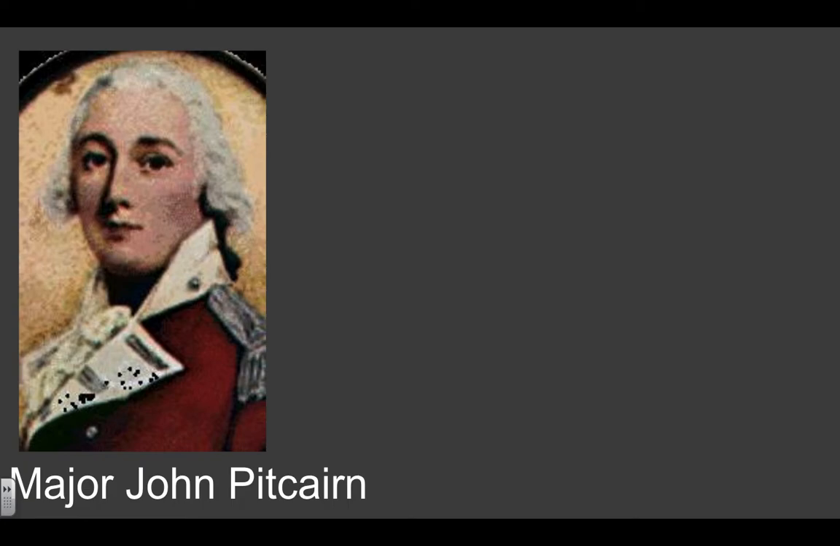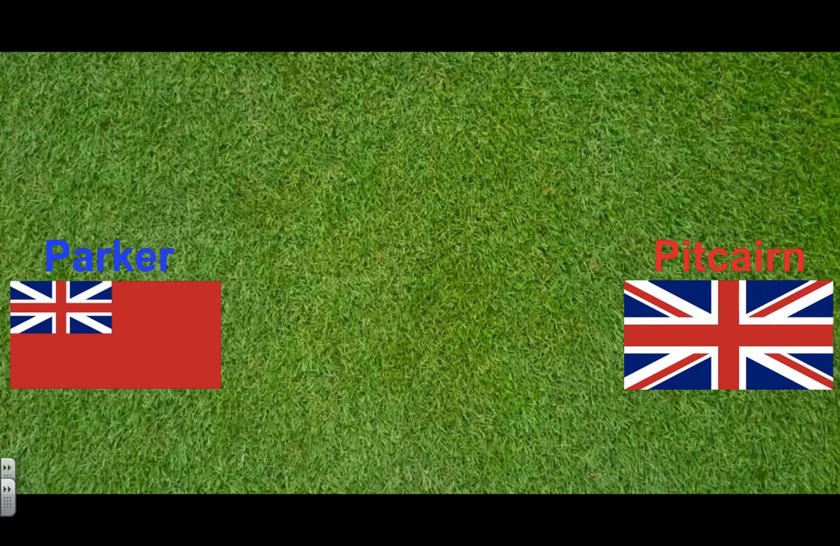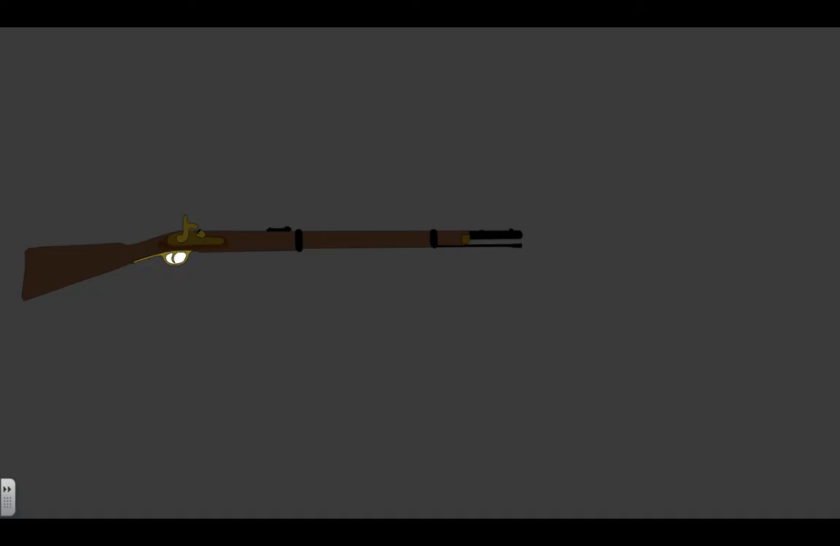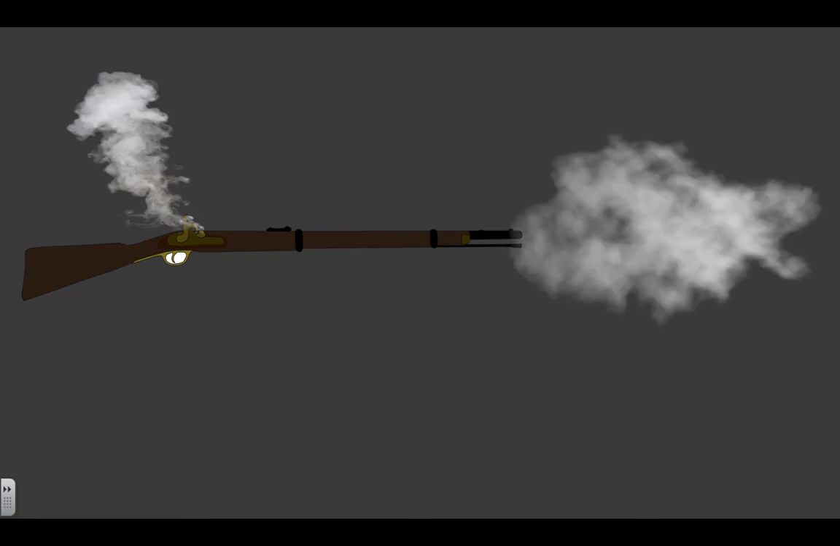So the soldiers that were stopped were part of Major John Pitcairn's brigade, which consisted of roughly 100 to 200 men. So, as you can see, Major John Pitcairn has the British flag, while a man named John Parker, who's a captain of the rebel soldiers, is on the grass. But something happens. A shot is fired. Let's find out who it is.